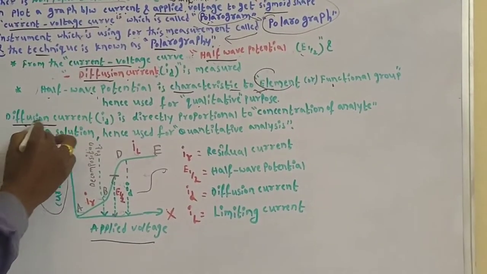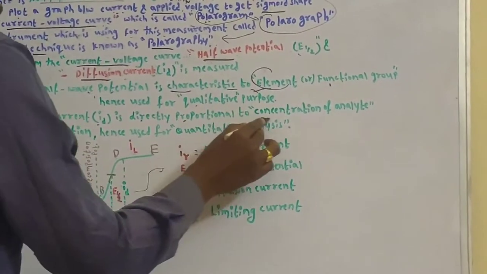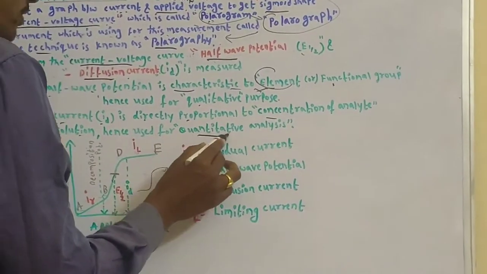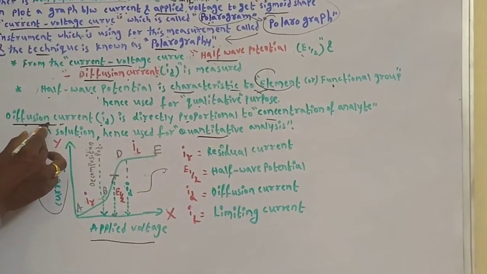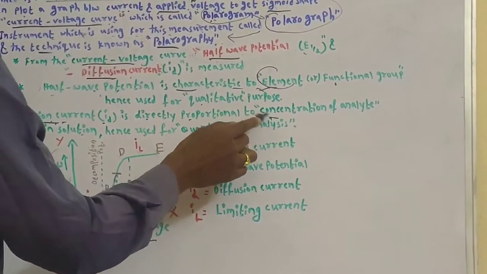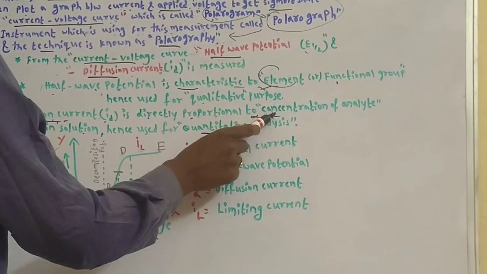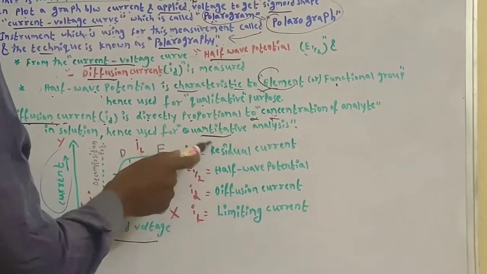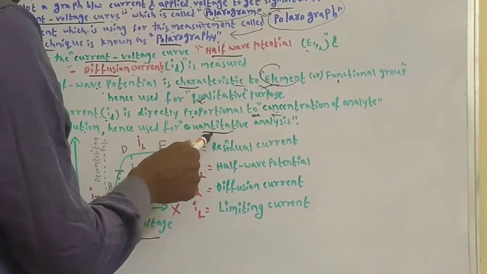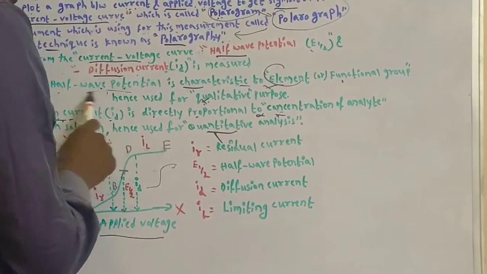Then diffusion current, denoted by I suffix d, is directly proportional to the concentration of the analyte in the solution, hence it is used for quantitative analysis. If you measure the diffusion current, you can know the concentration of the sample. That is quantitative analysis. Means both qualitative analysis and quantitative analysis can be done by the polarization technique, by measuring the half-wave potential as well as the diffusion current.